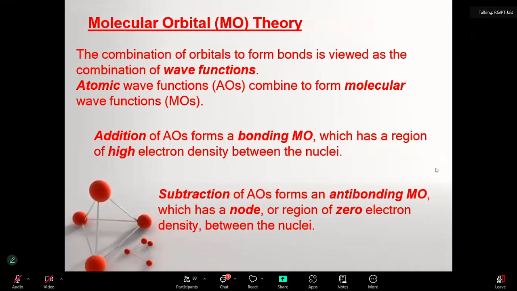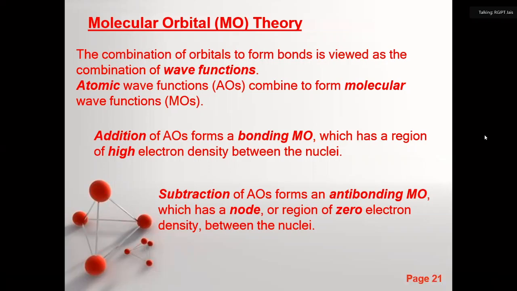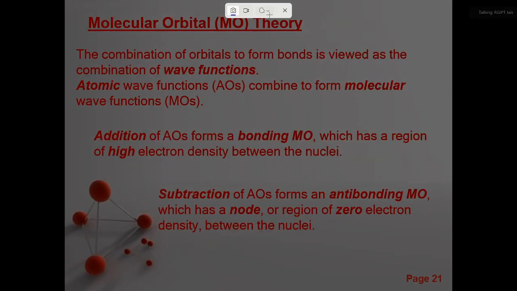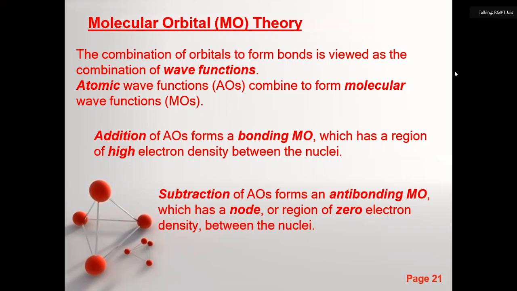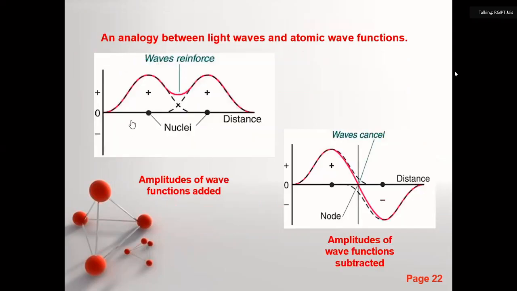In the addition of atomic orbitals, a bonding molecular orbital forms, which has a higher electron density between the nuclei. Means if a bonding molecular orbital forms, there is a high electron density between the nuclei. But with subtraction, there is a formation of an anti-bonding orbital, meaning there is a formation of a node, where the electron density found is 0, between the nuclei.